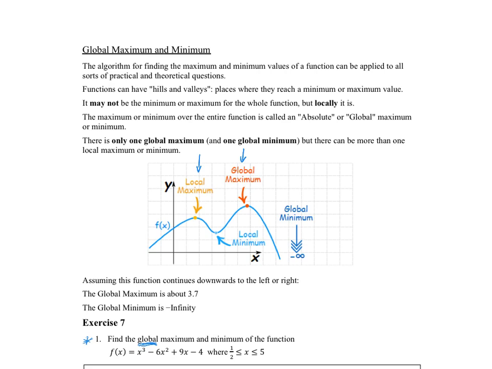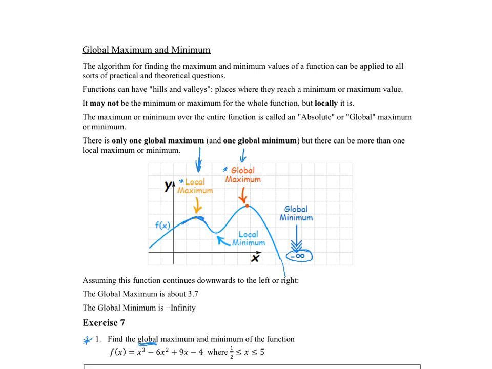All the other maximums, like the other one right here, we call those local. So you need to know the difference between a global and a local maximum. Now, if you look at the minimum for this particular graph down here, this obviously is going to go all the way down to minus infinity. So that's why we say it's a global minimum.